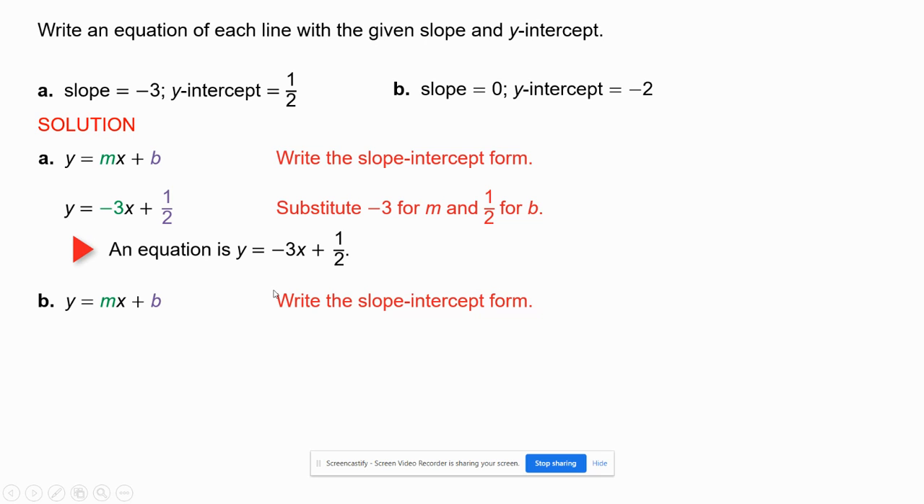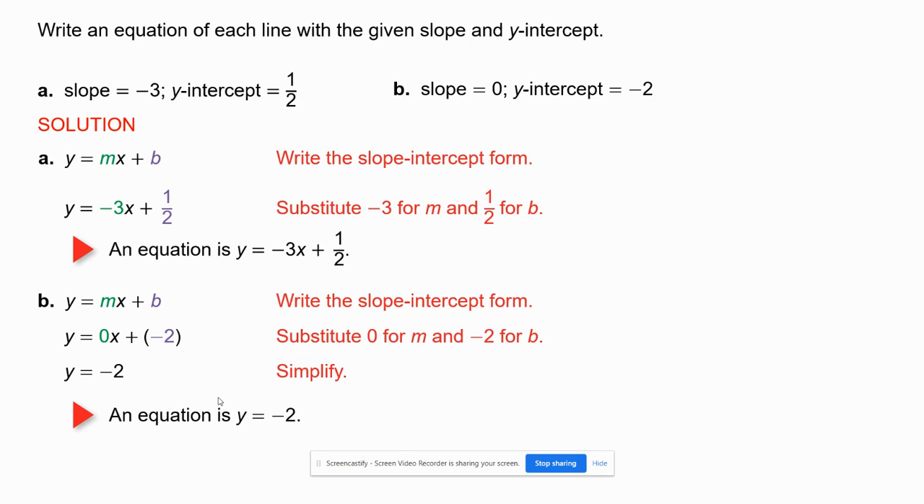Same for part b here. Our slope is 0. Our y-intercept is negative 2. So we start with y equals mx plus b. We substitute 0 for m and negative 2 for b. And since 0 times x is 0, and 0 plus a negative 2 is negative 2, our line is y equals negative 2.